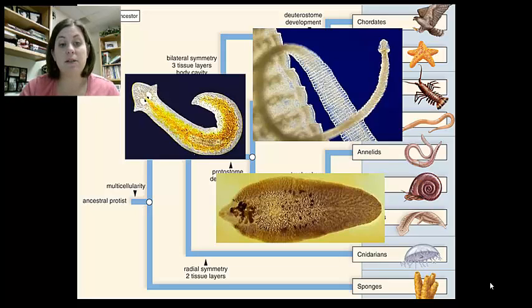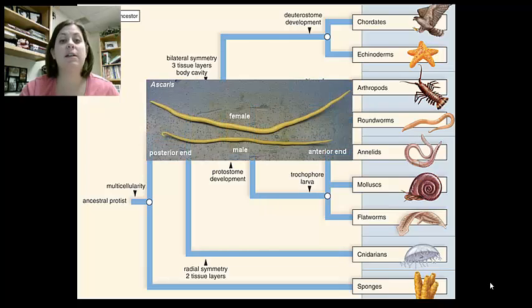Now we're going to stick with the worms as we move through here, and we're just going to discuss the next phylum, which is Nematoda. Nematoda are the roundworms. Roundworms that are non-segmented. They don't have segments. And they can live almost anywhere. Many of them are free-living, but some are parasites to plants and animals.